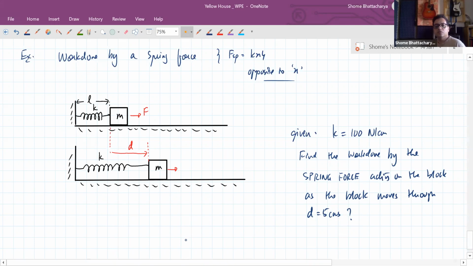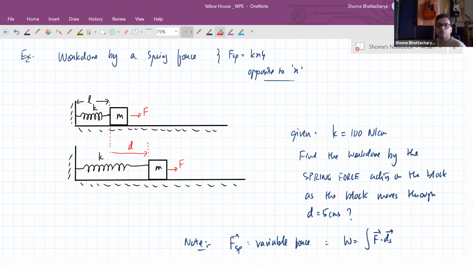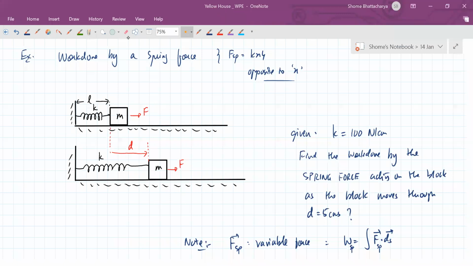So here, notice what will happen is that the spring force, this will be a variable force. So work done we'll have to calculate by integration method, by path integration method. Instead of dot product of F with S, we'll have to integrate dot product of F with ds. But here in this case, what we're talking about is the work done by the spring force. So we'll have to integrate the spring force with respect to the displacement along the path. Okay. So we'll come to this, just make a note of the question statement first.